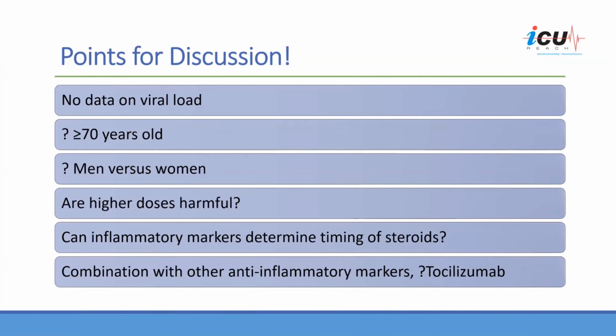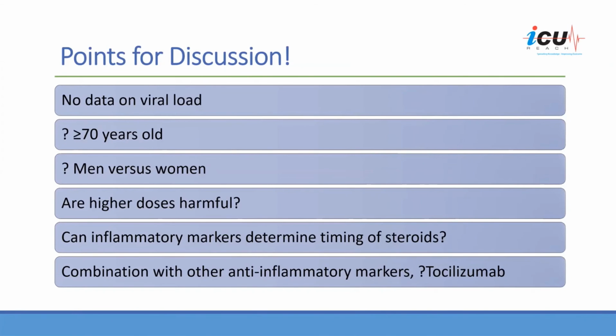Can inflammatory markers determine timing of steroids? Does it have to be related to the hypoxemia? In my mind, no. It is very plausible to say that once inflammatory markers peak in the body, at that time maybe we should consider steroids for those patients. However, I don't have any study to support this or guide us towards using any specific inflammatory markers. We need more data before we can actually implement this.